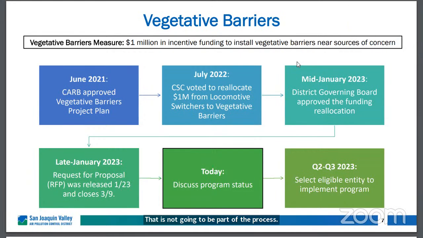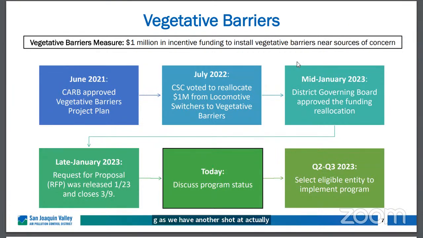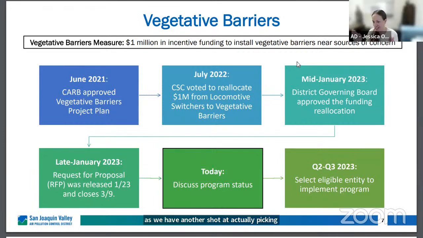Thank you. Did I answer your question, Steve? Yeah, so long as we have another shot at actually picking where the barriers ultimately will be. Absolutely. Yes. Okay, great. Thank you. Yes. So yeah, just to plain language, yes, the CSC will have another shot of supporting or not supporting a location for vegetative barriers. Go ahead, John.